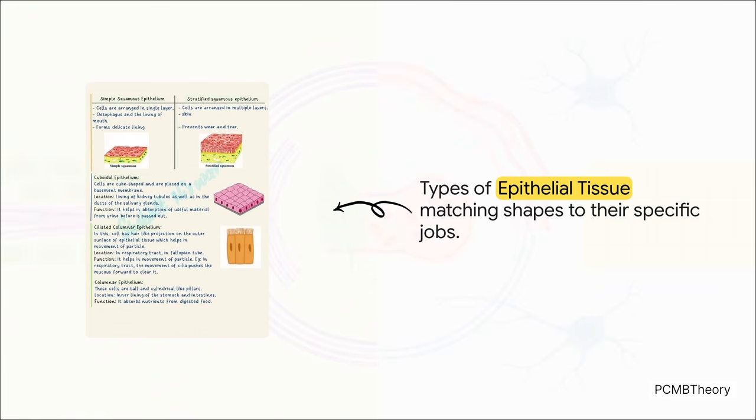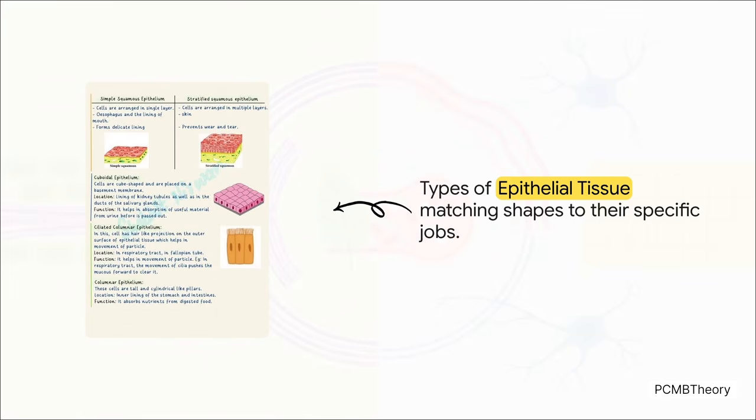A perfect example of this is how animal bodies protect themselves. Epithelial tissues form the continuous outer layers of our skin and the inner linings of our organs. Notice how tightly packed they are? They rest on a basement membrane with almost zero intercellular space. And their shapes are like a custom-fit suit for their specific jobs.